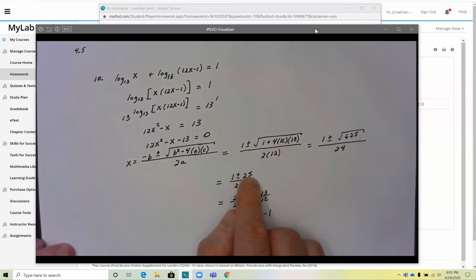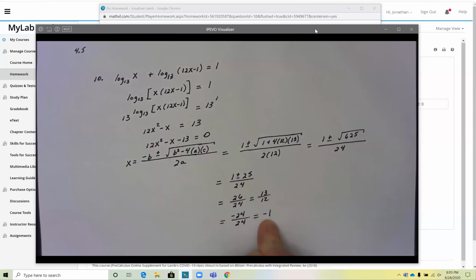In the next step, I know my solutions are 1 plus 25 over 24, which gave me 26 over 24, and that reduced down to 13 over 12. Now, you also have to consider the solution 1 minus that square root, which is 1 minus 25. That gave me negative 24 divided by the denominator 24, and that reduced down to negative 1.